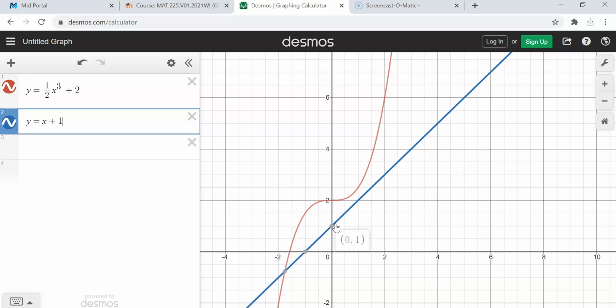Now we're looking at between 0 and 2. Again, x values of 0 and 2. And in that region, the red curve is above the blue one. So red curve is on top, blue curve is on bottom. So we're going to go red minus blue, or when we type it into our integration, 1/2 x to the third plus 2 minus the quantity x plus 1.